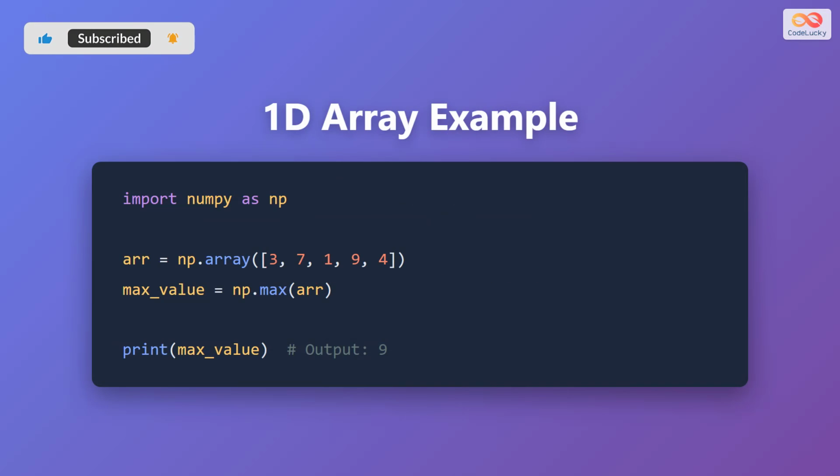Let's start with a simple one-dimensional array example. First, we import NumPy as np. Then we create an array containing the values 3, 7, 1, 9, and 4. To find the maximum value, we call np.max and pass in our array. The result is stored in max_value. When we print this value, we get 9, which is indeed the largest number in our array.